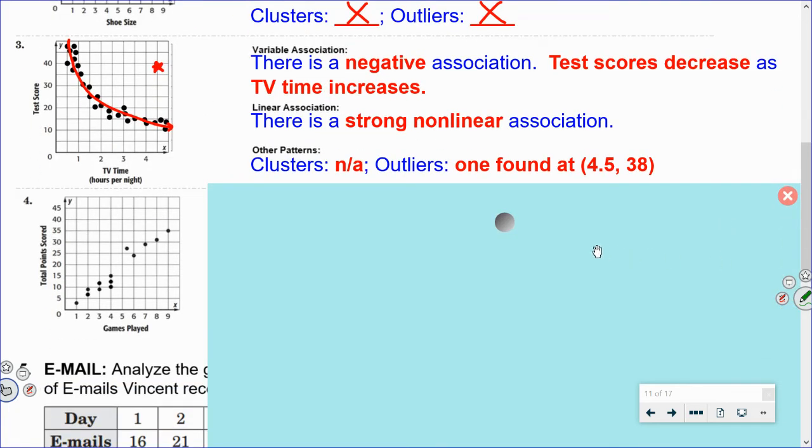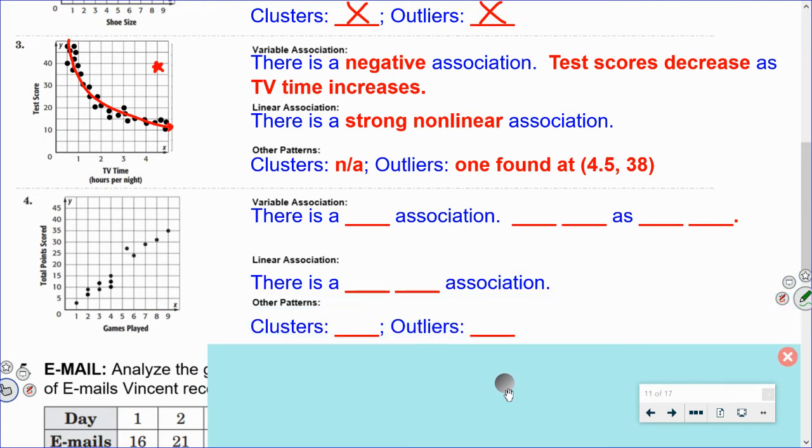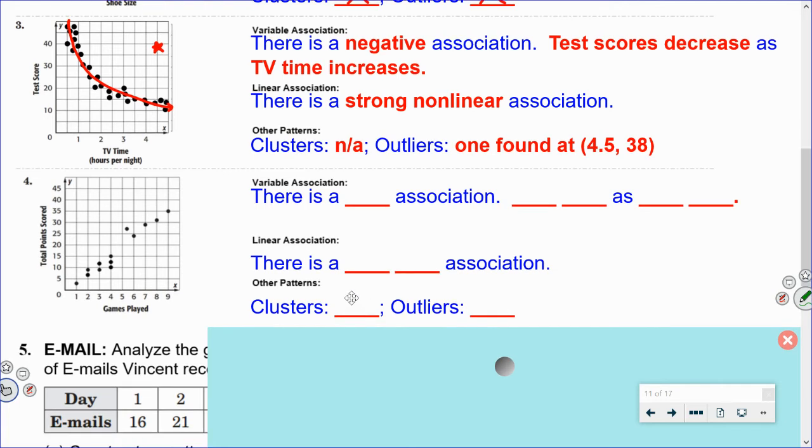All right, this one, all on your own. First things first, decide if there is a positive, a negative, or no association and explain. Then come back and say, if there is an association, what would fit it best, a line or a curve? And would it be strong or weak? Last but not least, do you see any clusters? Do you see any outliers? Pause your video and come on back when you're ready.